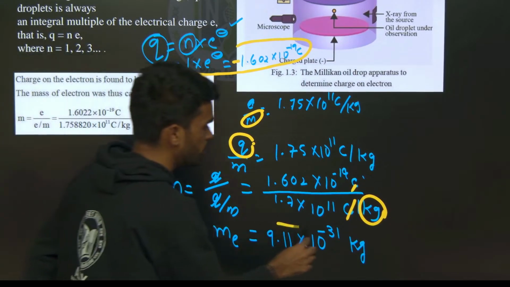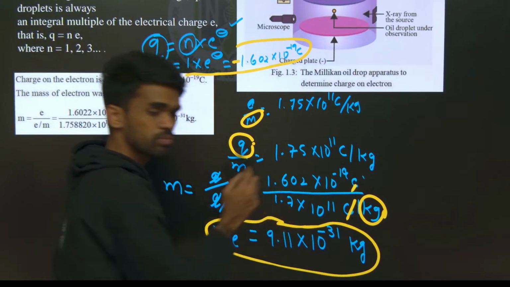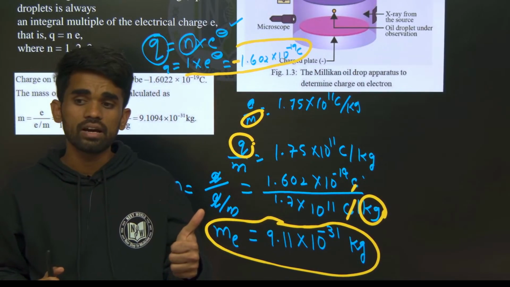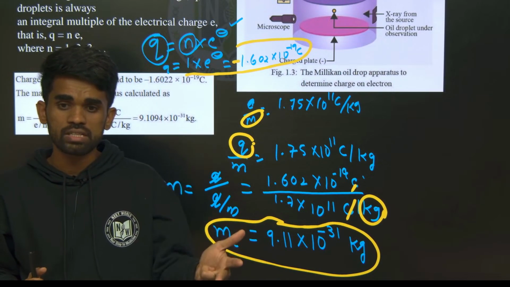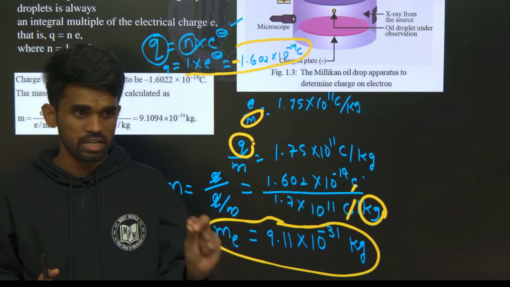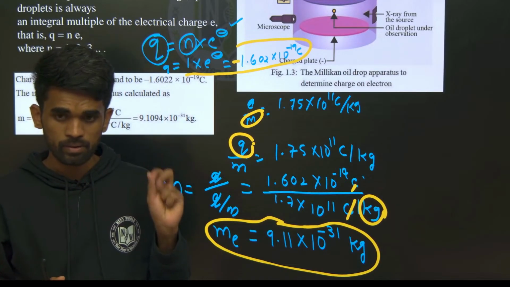So you got three values. One is the charge to mass ratio of electron, the other is the charge of one electron, and one more is the mass of electron. Three values you should remember first. Okay, then next.